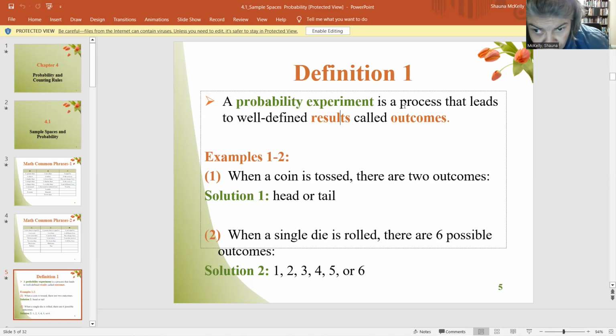Now, the possible results, because remember, there's usually more than one possible result. Sometimes there's more than one possible result at a time. Sometimes there's only one result possible at a time, but those results are called outcomes. So for example, okay, my probability experiment is my process, okay? And that helps to define this.